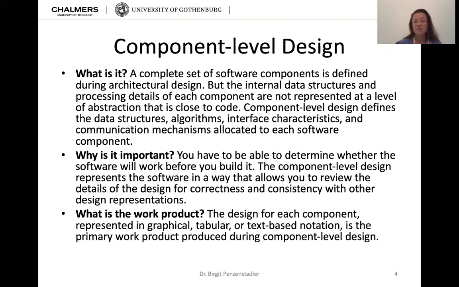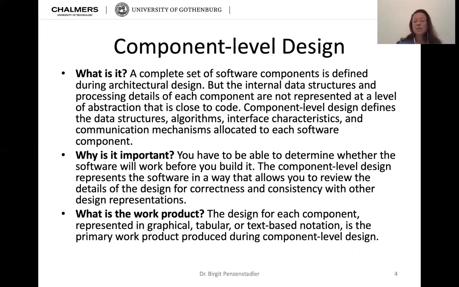And why does that matter? You have to be able to determine whether the software will work before you actually build it during specification. The component level design represents the software in a way that allows you to review the details of the design for correctness and consistency with other design representations.